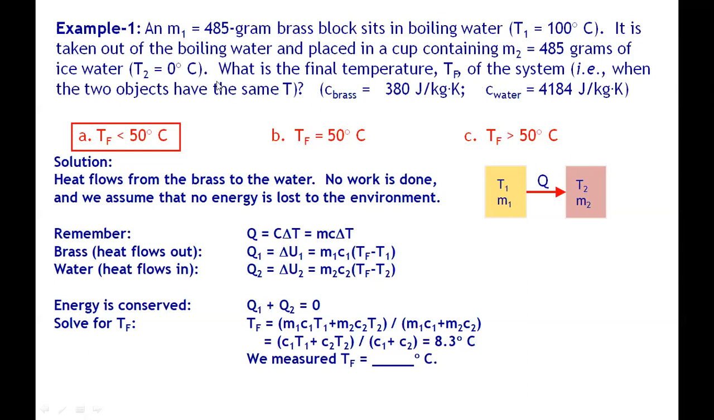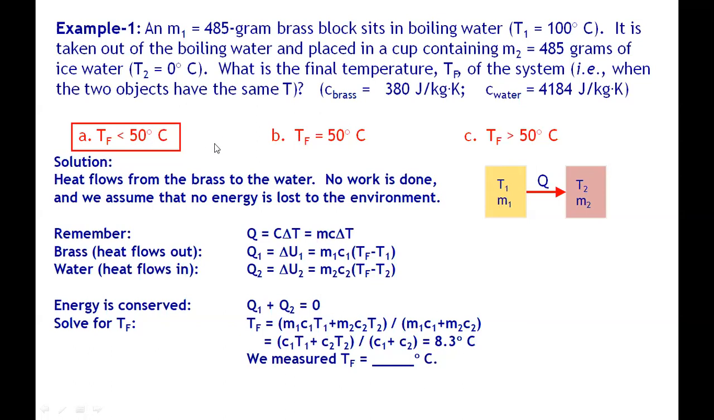It is taken out of the boiling water and placed in a cup containing M2 equals 485 grams of ice water, T2 equals 0 Celsius. What is the final temperature T final of the system? Or in other words, when the two objects have the same T. C for brass equals 380 joules per kilogram kelvin and C for water equals 4184 joules per kilogram kelvin.